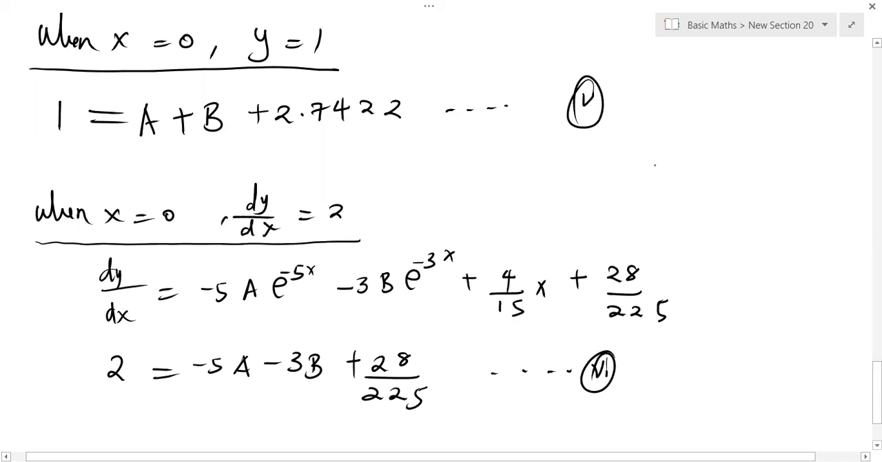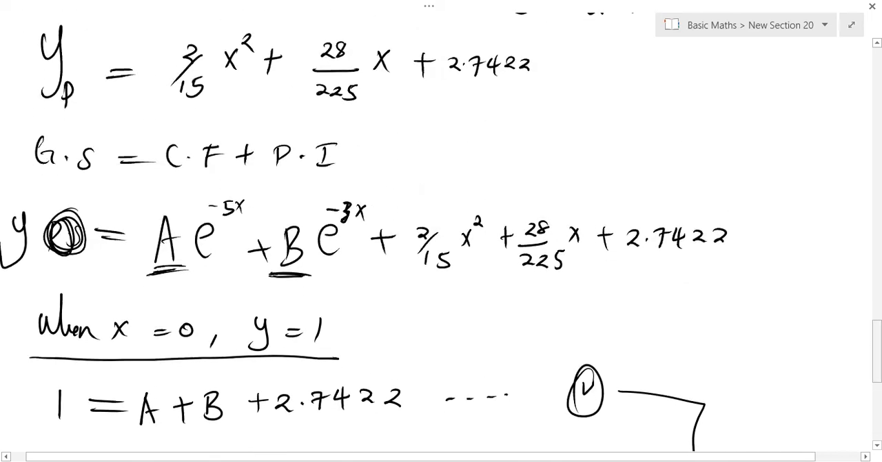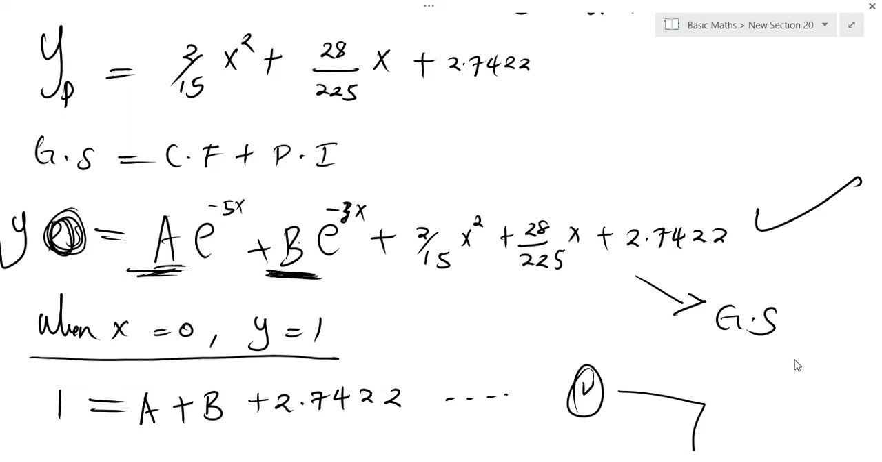If we solve these two equations together, we're going to get the value of A and the value of B. And those values we come and replace here, and that will be our general solution, having the values of A and B replaced with their real constants. So that's how we go about solving that.